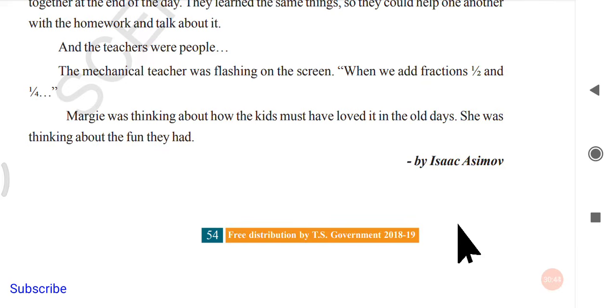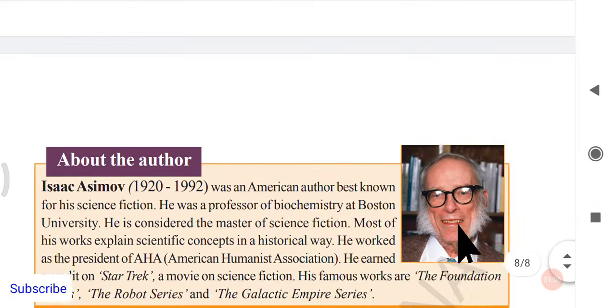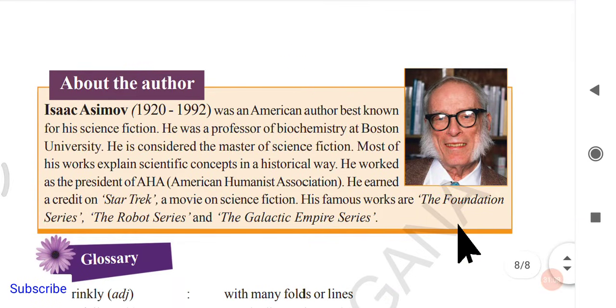Even right now we don't have such schools or classrooms. The teacher is not a mechanical teacher, the teachers exist, but all the students are learning through gadgets, laptops, phones and all. So in the future, everything might be changed after several years. So here we go about the author.